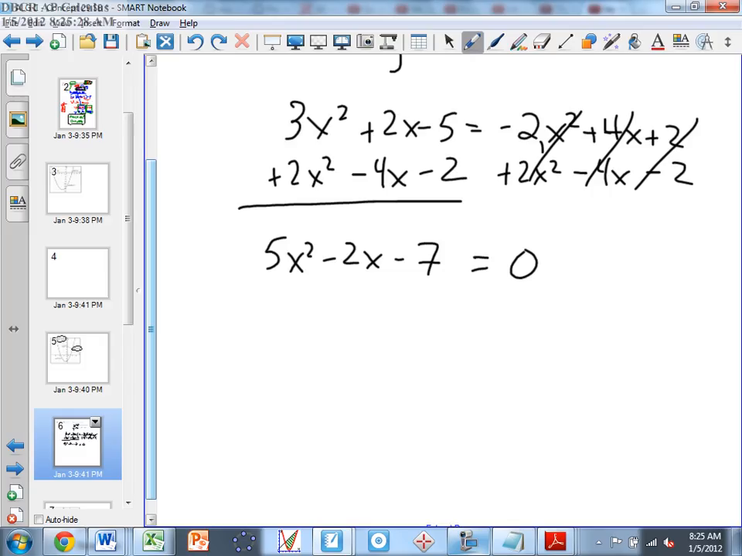1.4. Good, and? Very good. Now, this is one of those problems where AC method would have worked. I'm telling you now, AC method would have worked on this problem. AC would have been negative 35, and B is negative 2.